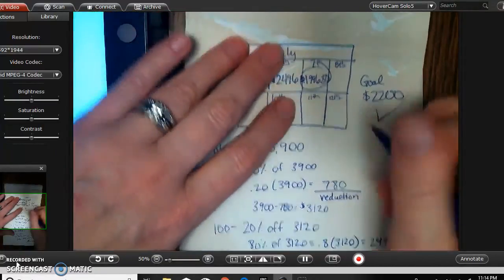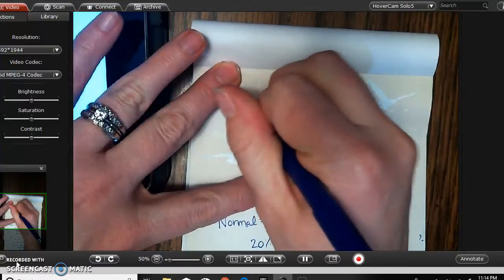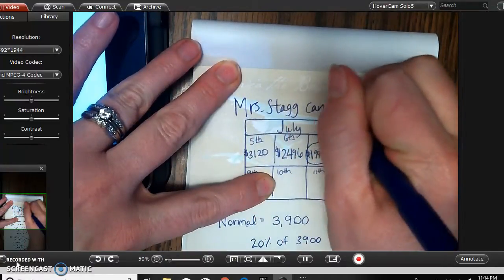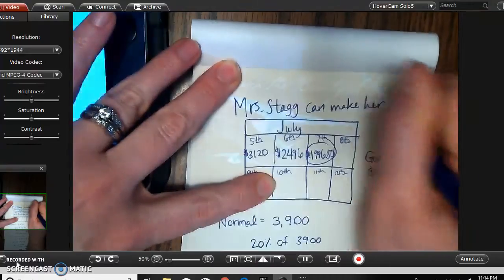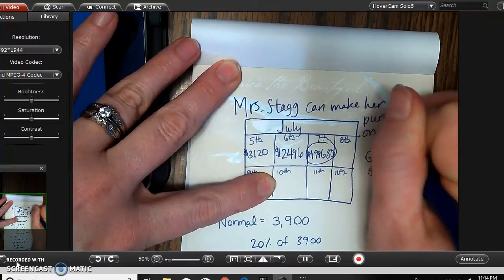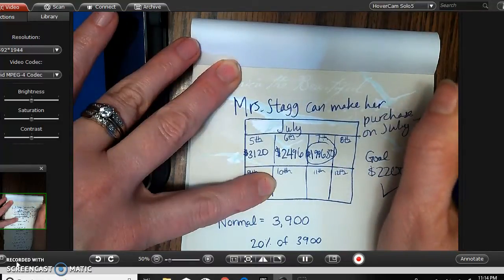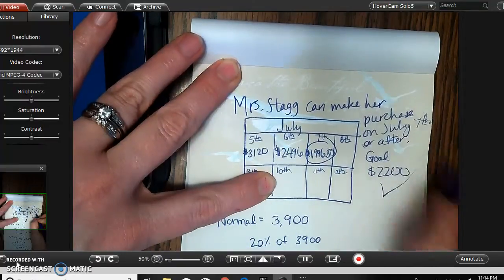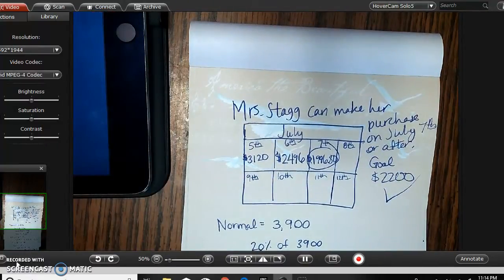So we would answer with Mrs. Stagg can make her purchase on July 7th or after or later, that she can go ahead and make that purchase.